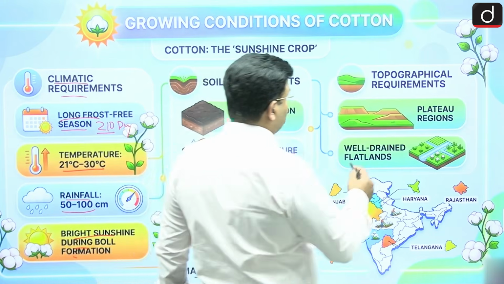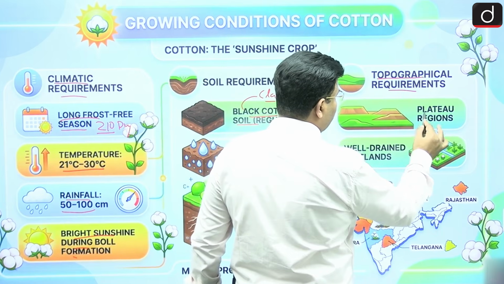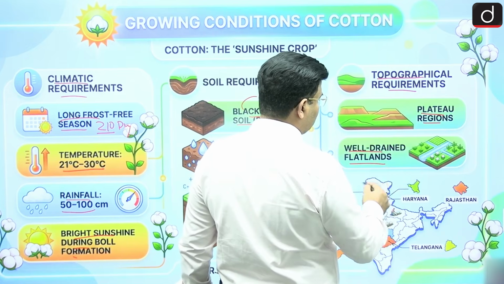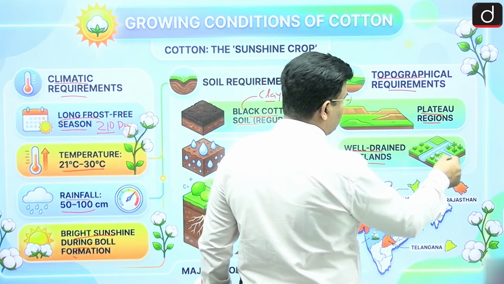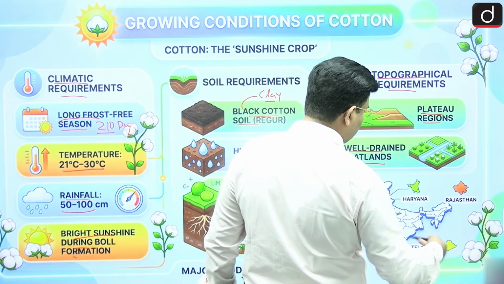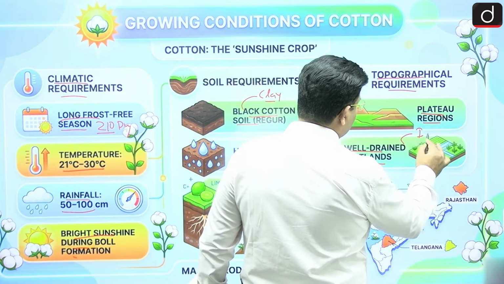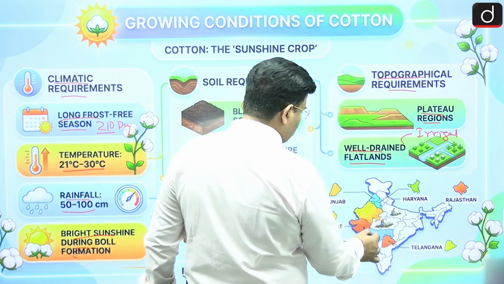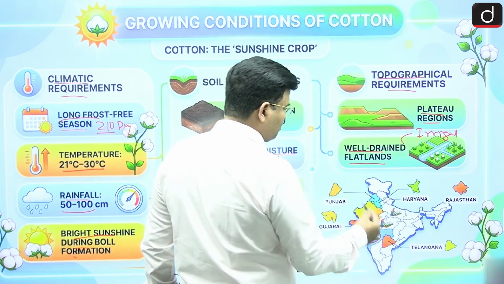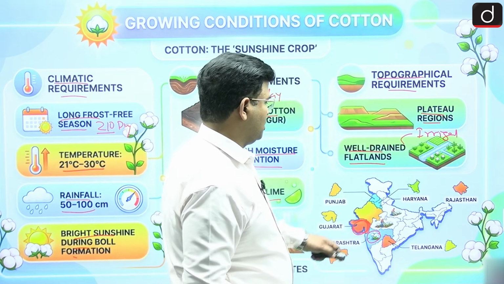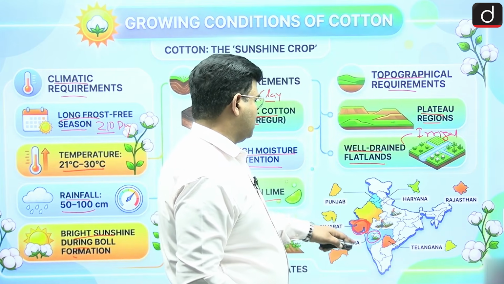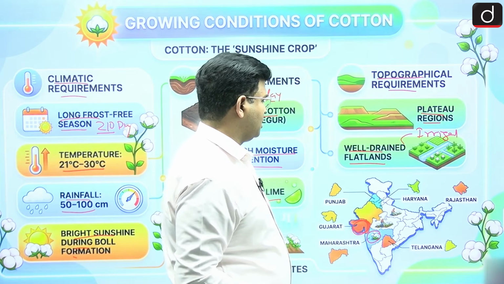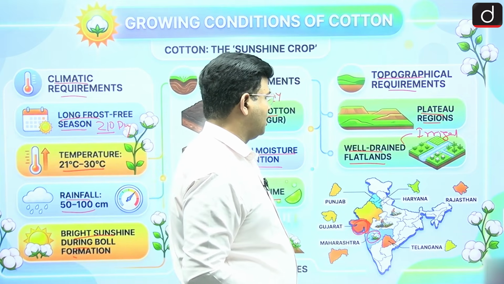And the topographical requirement is the plateau region of the Deccan lava plateau. Well drained flat lands, where water is available in the form of irrigation. Then Maharashtra and Gujarat are the famous ones. After that you can grow it in the Telangana region, in northern Karnataka, and in regions of Punjab and Haryana also, here and there, and in the Malwa region also.